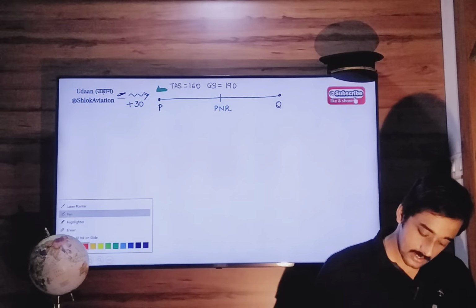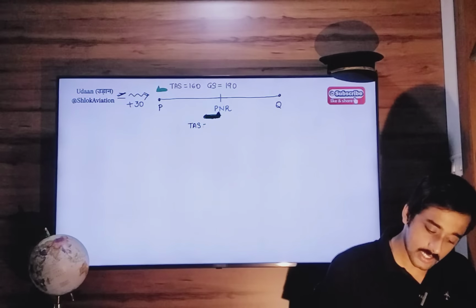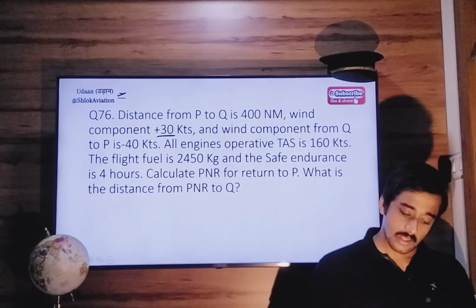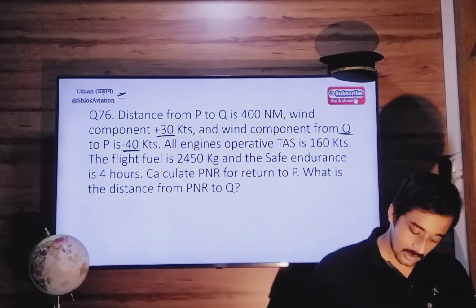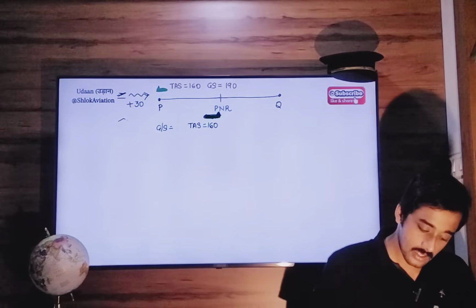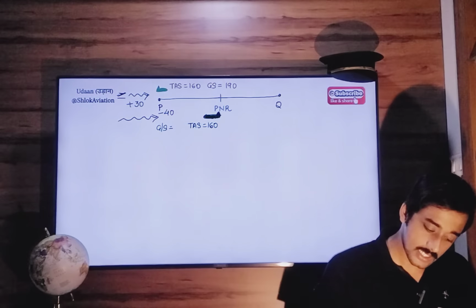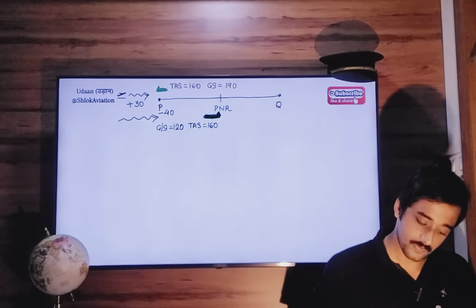Now coming back from the point of no return to your departure, again your true airspeed is going to remain the same, 160, but your ground speed will be different. What will be your ground speed? Now coming back Quebec to Papa, you are getting a headwind of 40 knots. So your ground speed will be TAS minus headwind, 160 minus 40, which is 120.